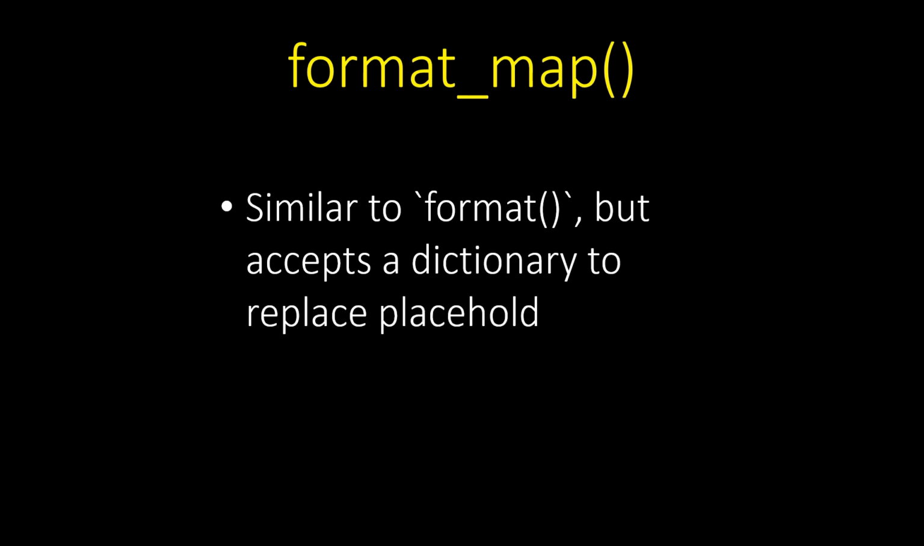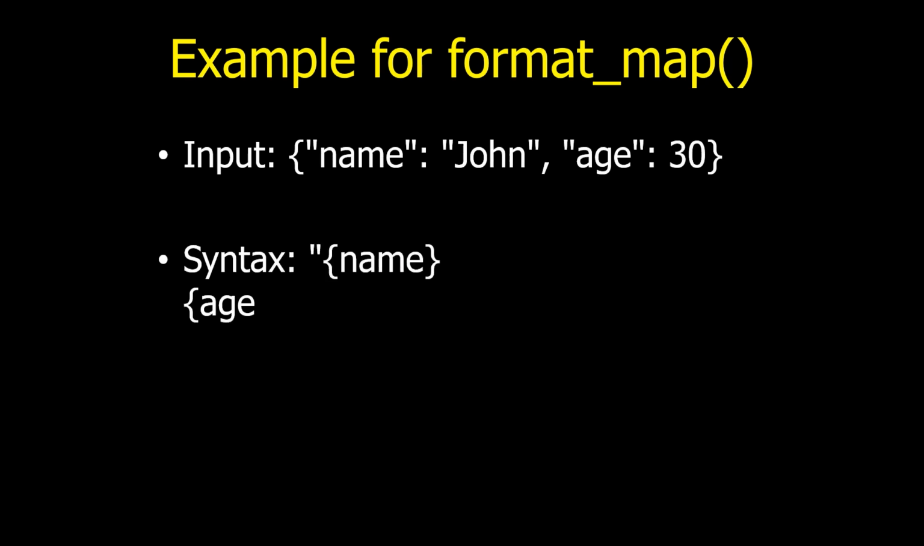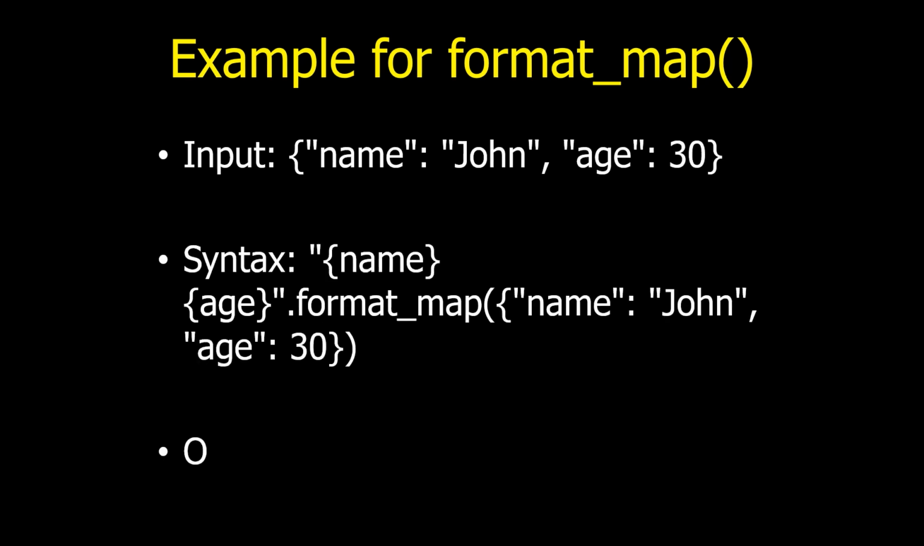Similarly, format_map is a neat method for integrating dictionary values into a string. "{name}, {age}" formatted with a dictionary containing John and 30 outputs "John, 30".